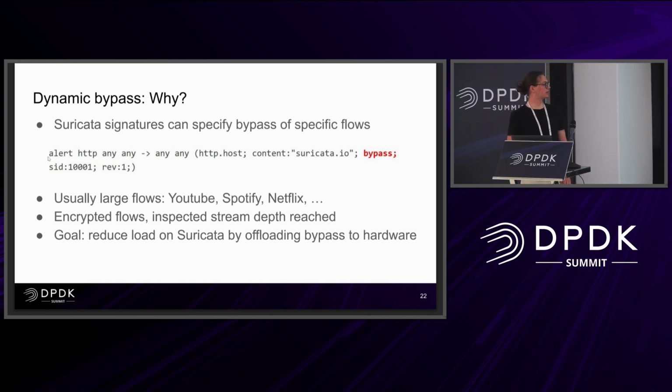As I mentioned, the Suricata signatures, sometimes called rules, can contain in the options part a keyword bypass. This means that the flow is not to be inspected anymore when it's active. Again, usually these are large expected flows from YouTube, Spotify, Netflix, or encrypted flows, or flows where the inspected stream depth was reached, meaning that they shouldn't be inspected anymore.